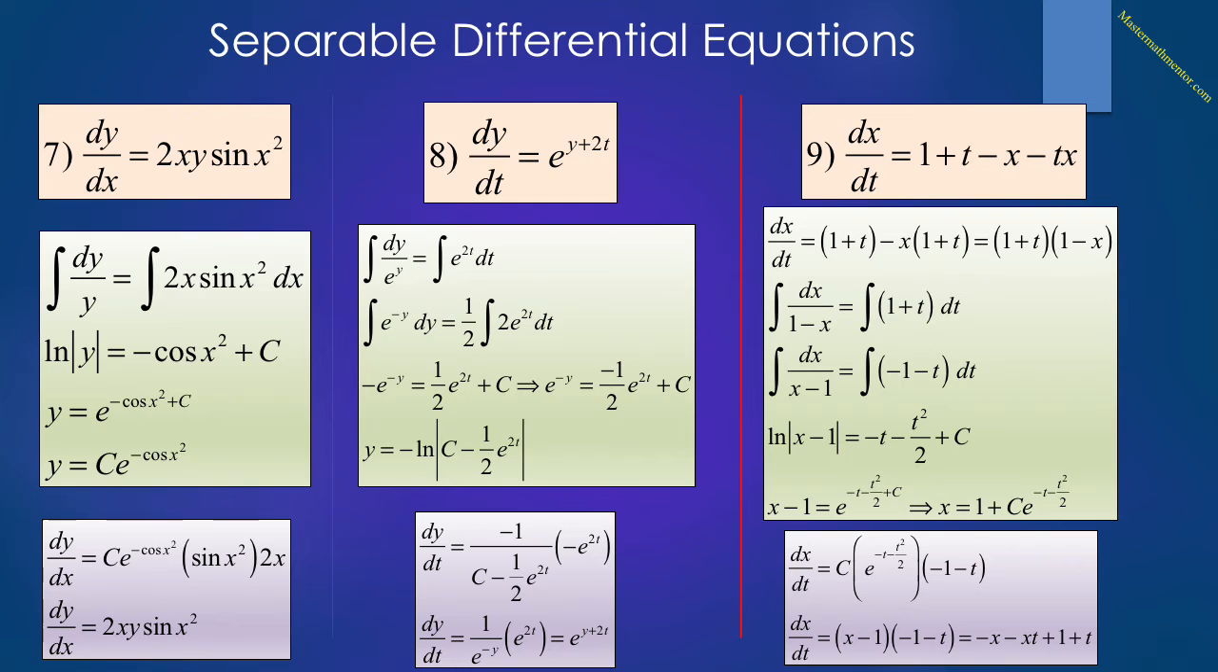The check is kind of cool. dx/dt will equal c times e raised to the -t minus t squared over 2 times the derivative of that expression, which is -1 minus t. But c e to the -t minus t squared over 2 is simply x minus 1. So dx/dt is equal to x minus 1 times the quantity -1 minus t. And when multiplying out, we get -x minus xt plus 1 plus t, which is the same terms as we had in the original problem.